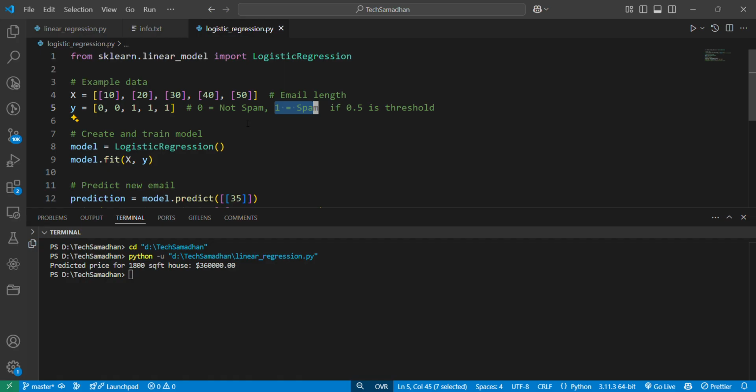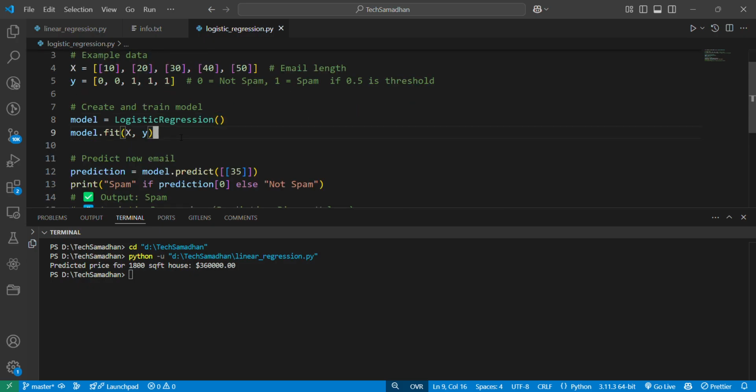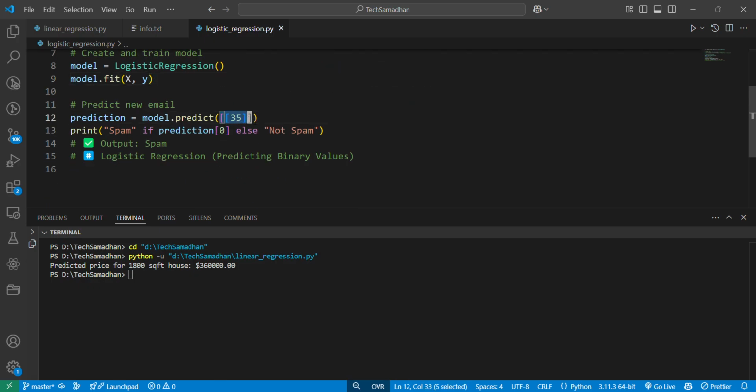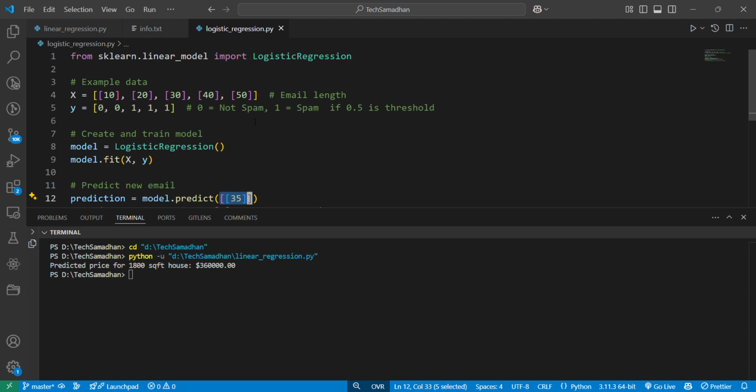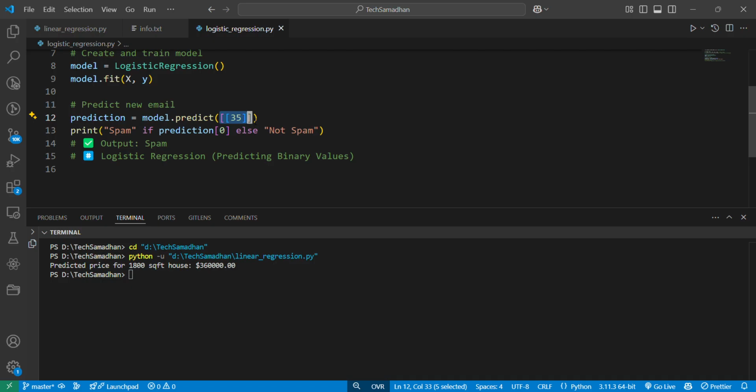So here is a simple example of email detection. We have provided email length and whether it's spam or not spam. So this is my email length. Now what is this? This is the spam status. Like these two it found to be not spam and these three it found to be spam. We called that model. We fitted it here. Then we predicted for 35 now. We haven't provided it. Now we will just see for the model: predict for a new email of length 35.